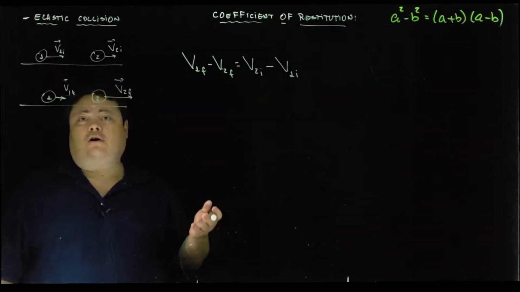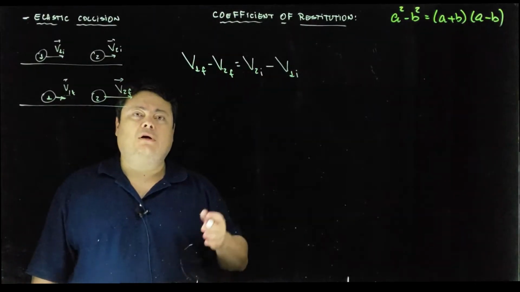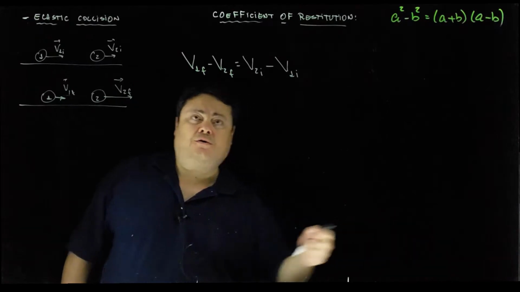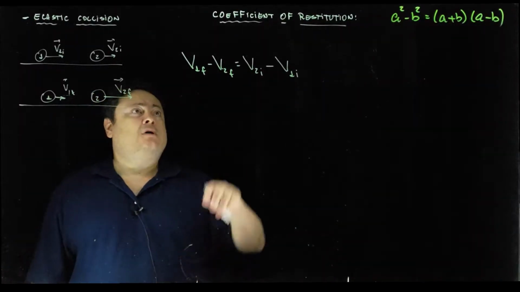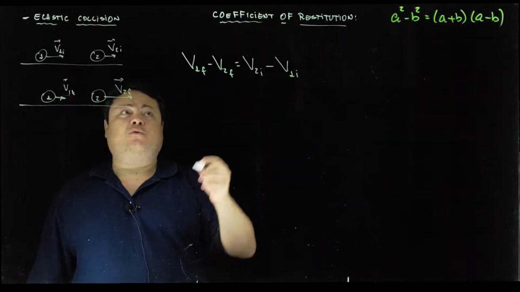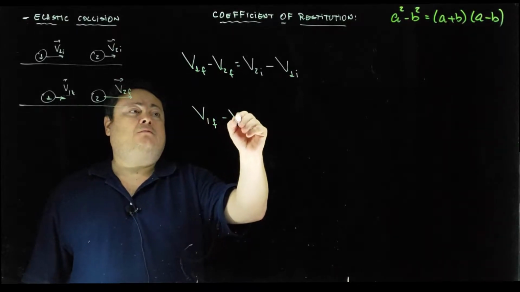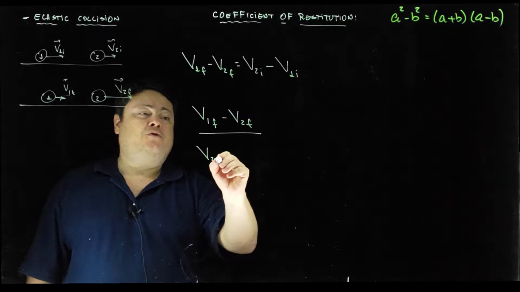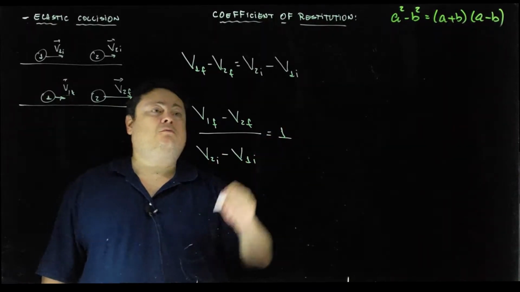At the end of the last board, we had this equation down here on the bottom right corner. So let's just keep on going from there. I can now divide the two sides by v2 initial minus v1 initial, and that will give me v1 final minus v2 final over v2 initial minus v1 initial equals 1.